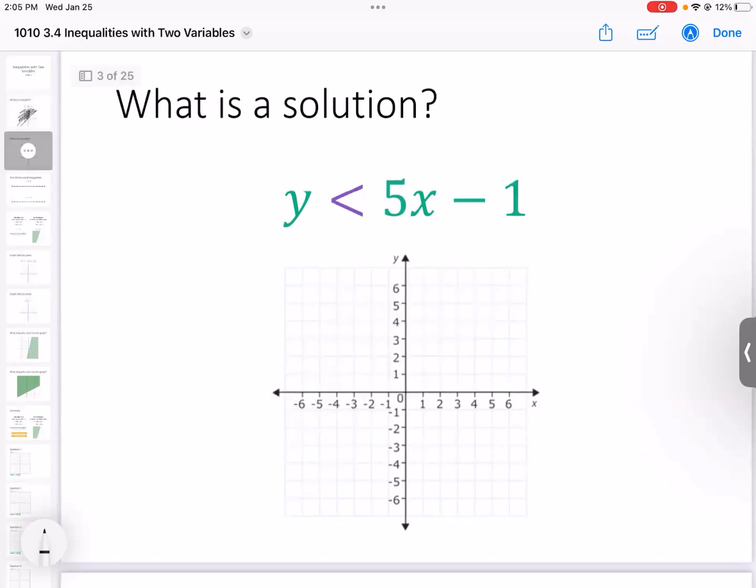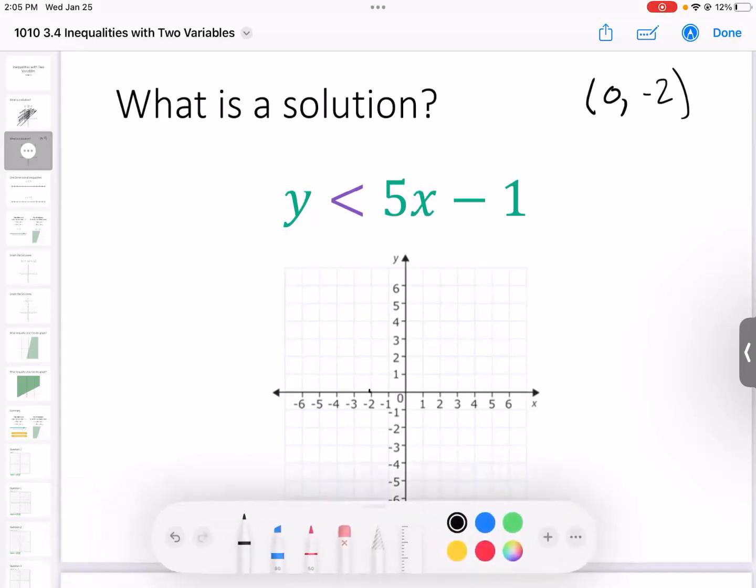So if we had a more complicated equation like this one, we could come up with a couple solutions just by randomly checking numbers. Like I might say, if x is 0 and y is -2, that would make it true because 5 times 0 is 0, 0 minus 1 is -1. -1 is greater than -2. And so this point, 0, negative, oh, sorry, actually I did that the wrong way. 0, -2 would actually be this point right here. So that would be a solution.